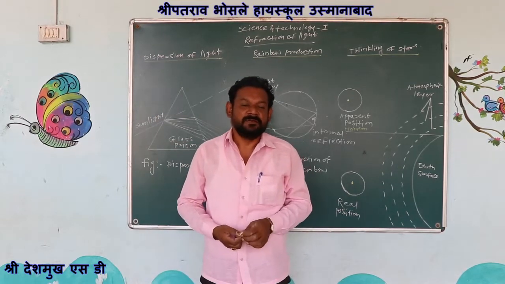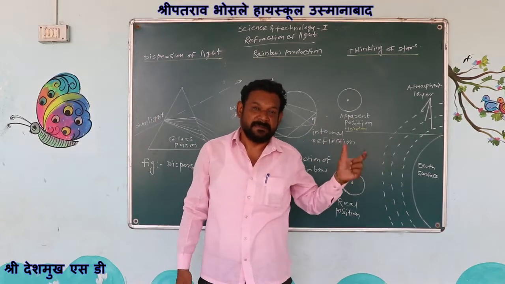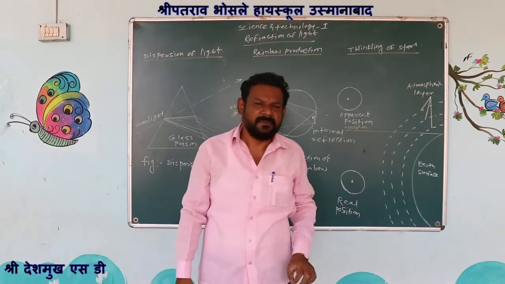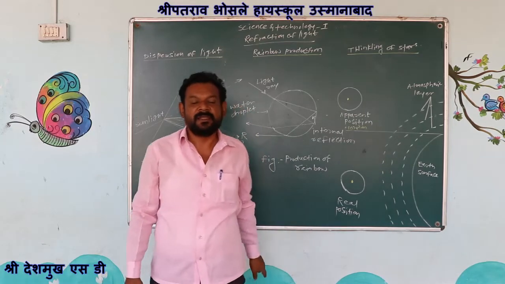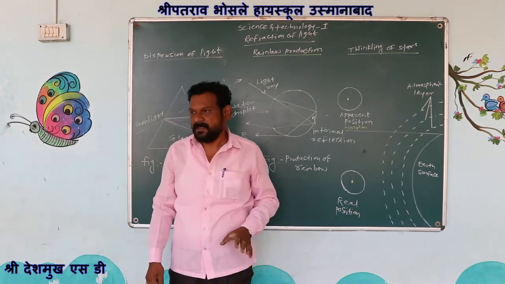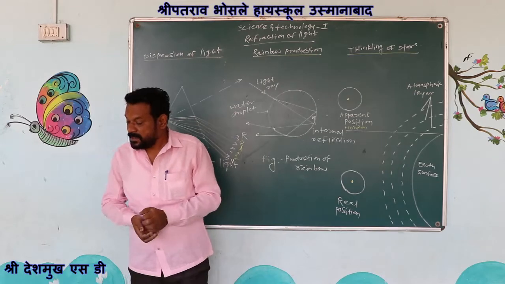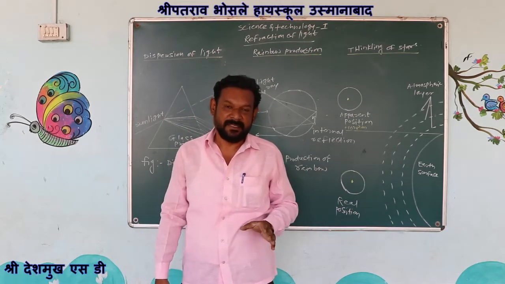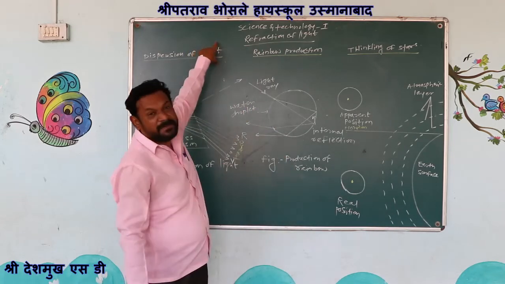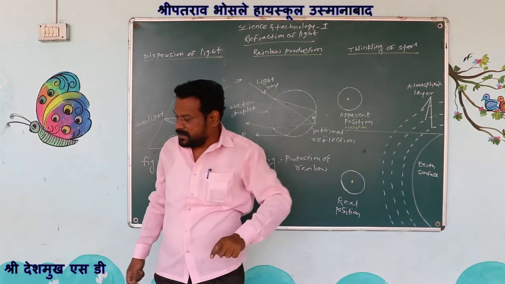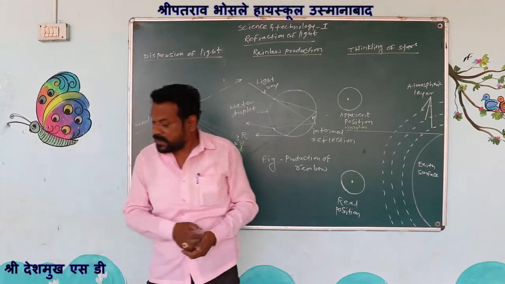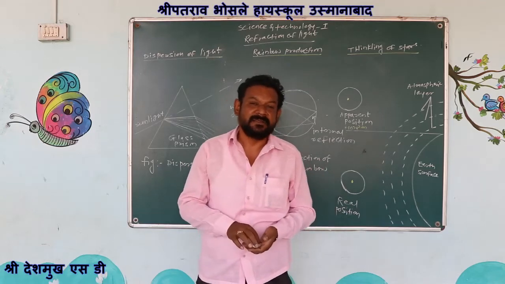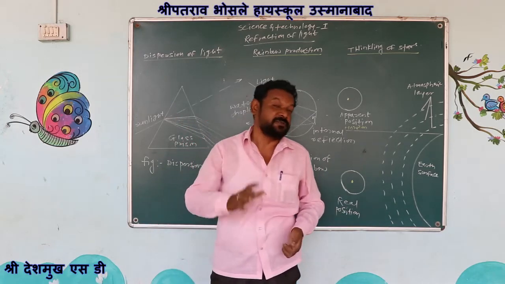Today we are going to start the next concept, that is the dispersion of light. So what is the dispersion of light? Very simple. The process of separation of light into its component colors while passing through a medium is called the dispersion of light.